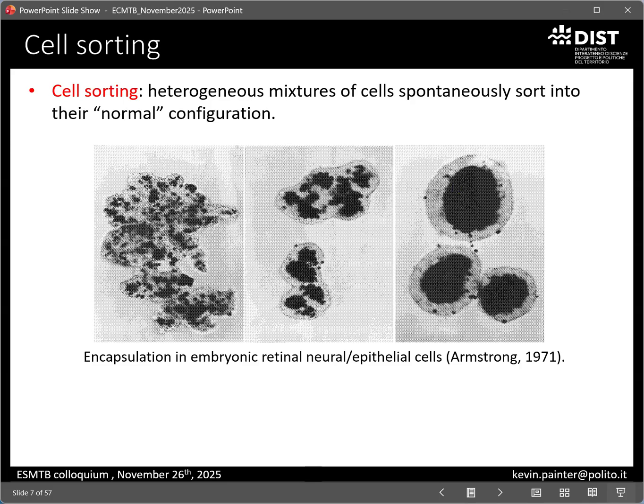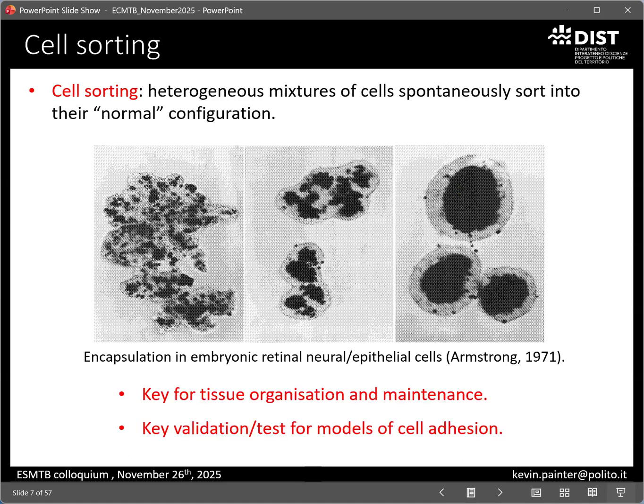This is a classic experiment that dates back to around the 1940s or so, and it's been intensively studied. It's believed to be absolutely fundamental for correct tissue organization, maintenance and development. But it's also been used as a validation test for models to describe cell adhesion behavior, which is, of course, an absolutely fundamental property of cells that allows our tissues to remain intact.